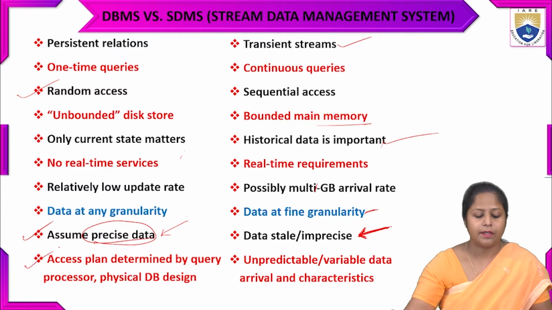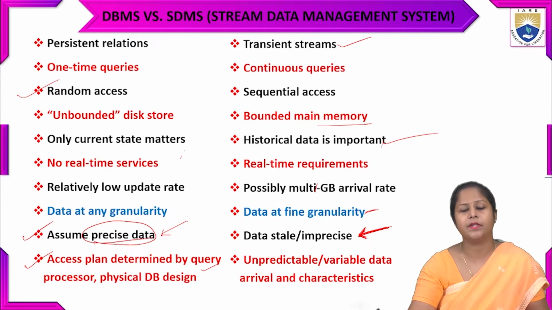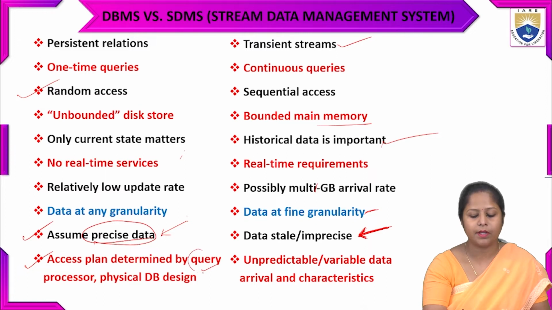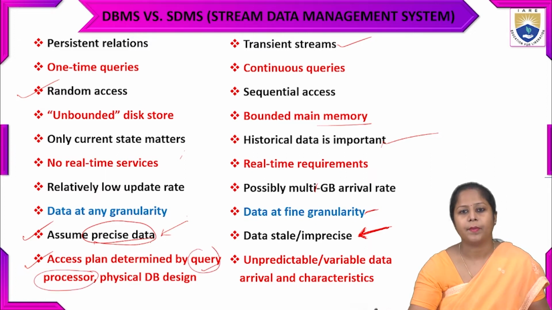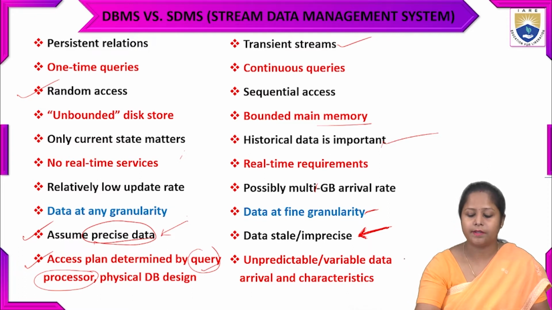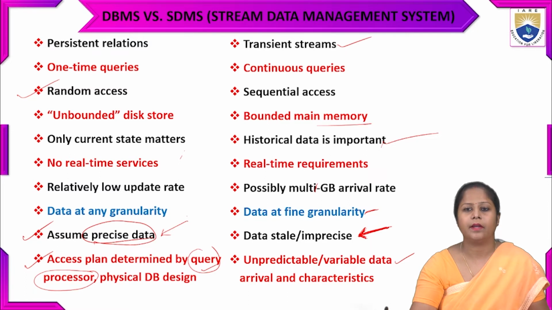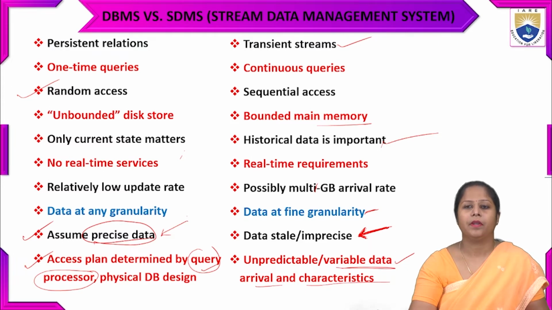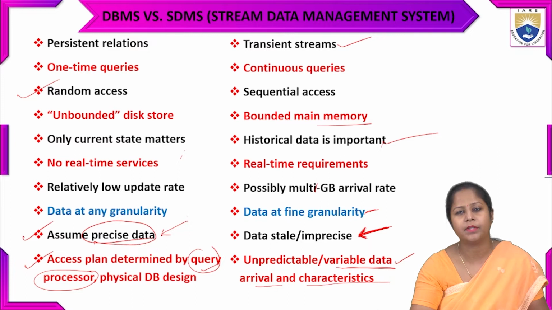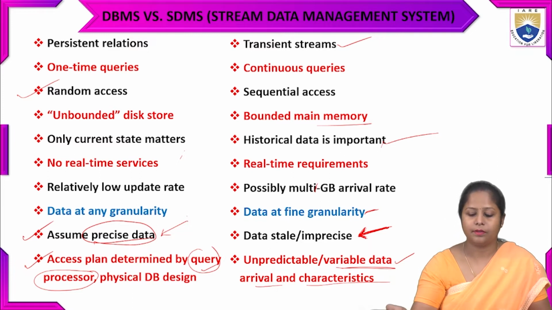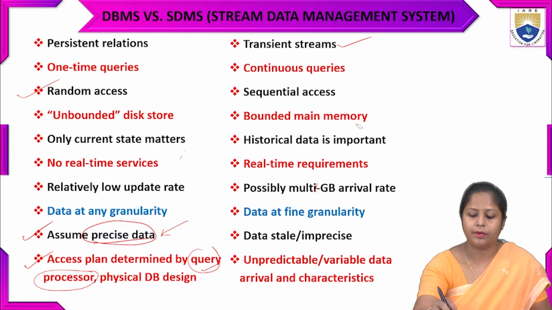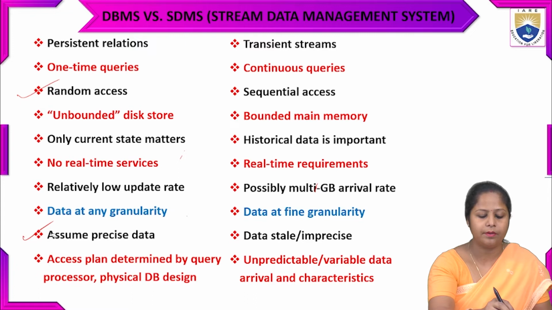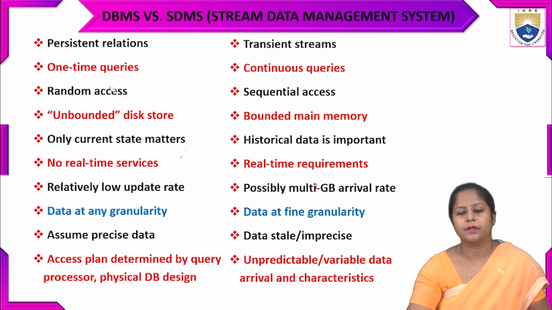In the DBMS, the plan is determined by the query processor and physical database design. So here we use query processing while we are writing the query. But in the SDMS, on the other hand, there is unpredictable, variable data arrival and characteristics. So those were a few features of both database management systems. That is how they differ, and why we use this type of data while mining, and how we apply methods and algorithms on that type of data.